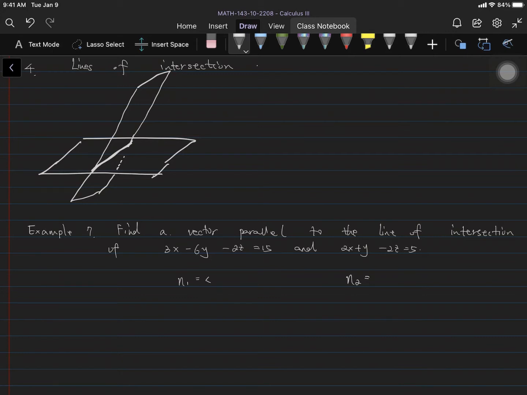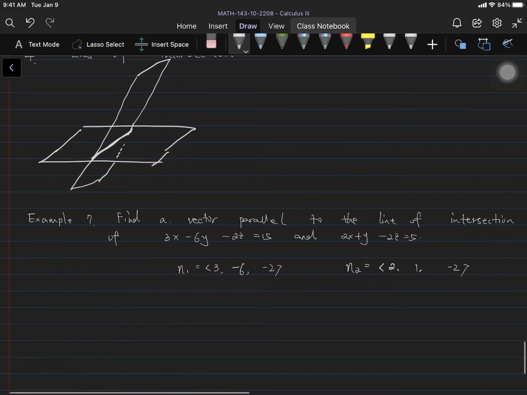So the first normal vector N1 for the first plane is this one. N2 should be 2, 1, negative 2. That's the normal vector for the second plane. And if we look at the graph, here is N1 and here is N2. Or we can just draw here. So this is the N1 vector, and here is the N2 vector.